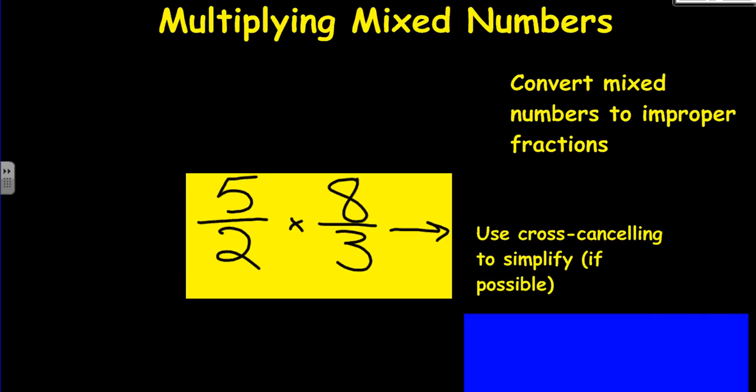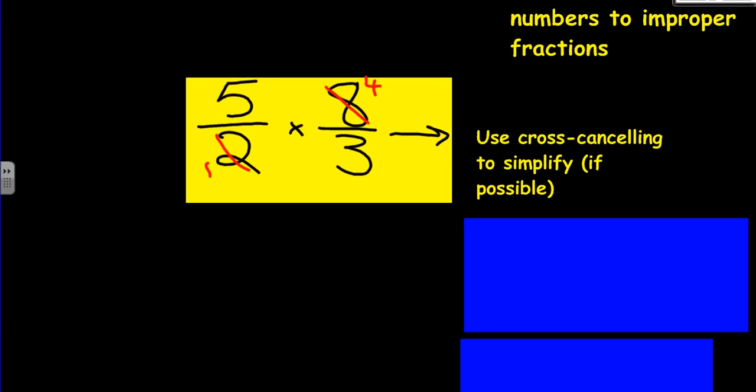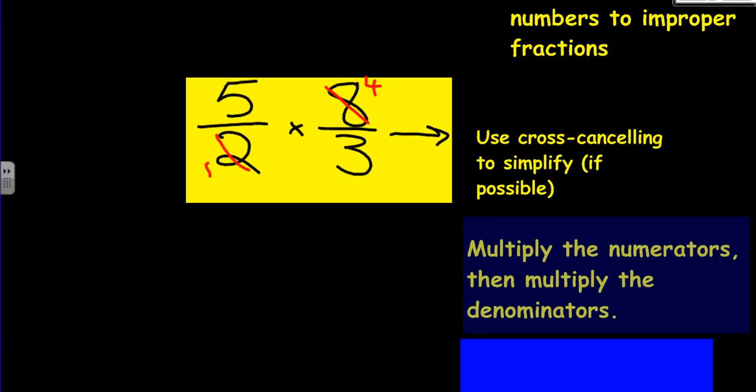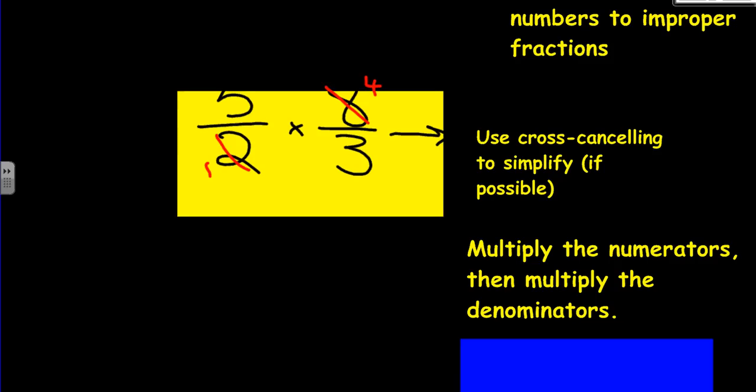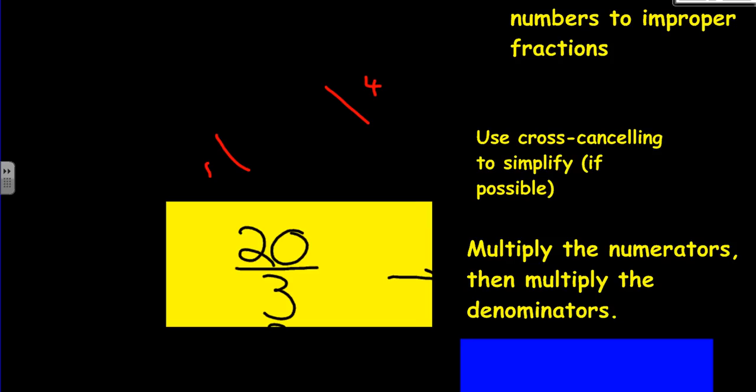So let's see if we can simplify this. 2 goes into the denominator once, and 2 goes into the numerator 4 times. What I did was I divided by 2/2. Remember, that's the same thing as dividing by 1, which does not change the value. It just simplifies the fraction. Now, our next step is to multiply the numerators and then multiply the denominators. So when we multiply 5 times 4 and 1 times 3, we get 20/3.